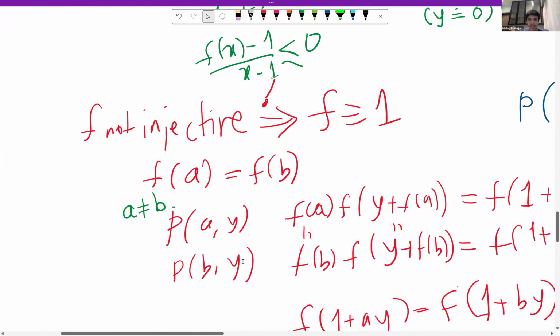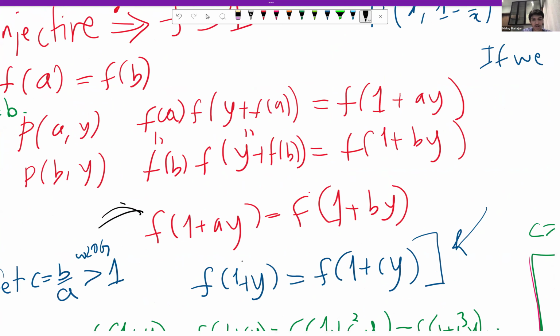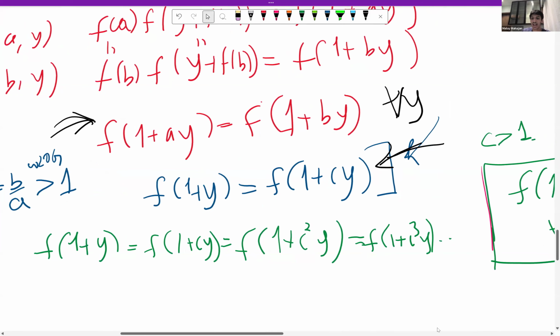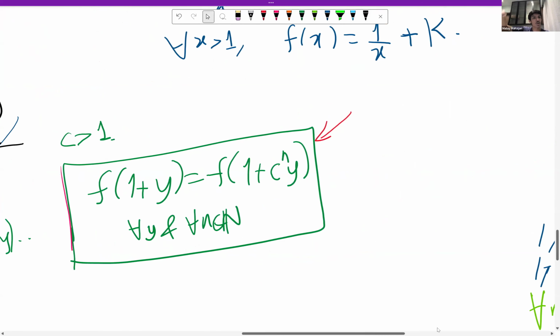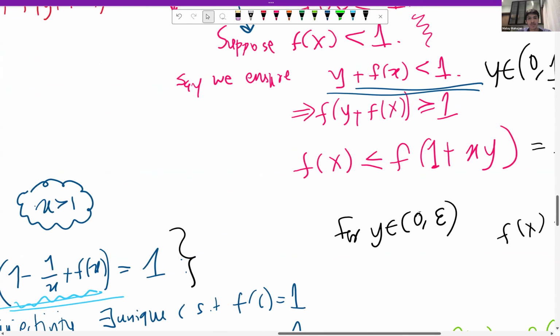So say f of a is f of b, then we got this very important expression. This will be the theme for the next problem. You got f of 1 plus ay is f of 1 plus by for all y. And hence, using this, you get f of 1 plus y is f of 1 plus cy, where c is a by b. And the point is you don't stop at c, you just go into higher powers and you get this. And what's the advantage of this? C to the power n goes large, so you have more control over large terms. And yes, then we went to this.